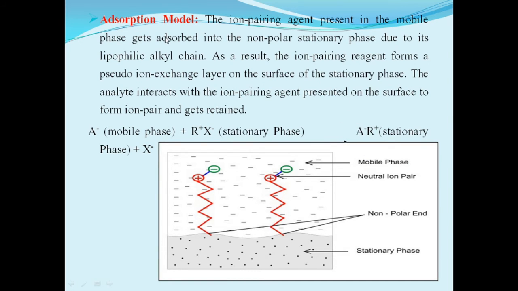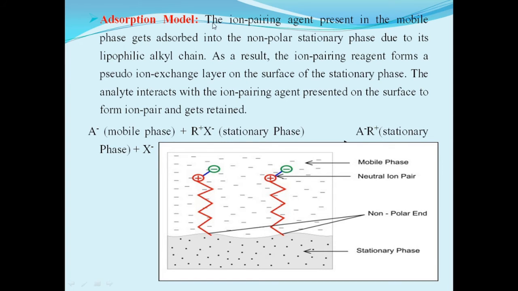Next is the adsorption model. The ion pairing agent present in the mobile phase gets adsorbed onto the non-polar stationary phase due to its lipophilic alkyl chain. As a result, the ion pairing reagent forms a pseudo-ion exchange layer on the surface of the stationary phase. The analyte interacts with the ion pairing agent on the surface to form ion pairs and gets retained.